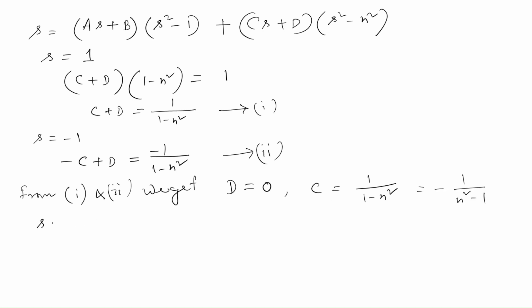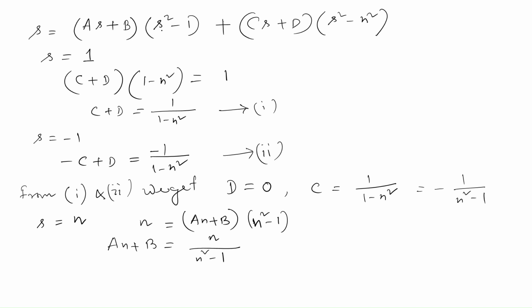Now let us take s as n. Then this part is 0 and here we will get n square minus 1 and an plus b; on the left-hand side this is n. So we'll have n equals to an plus b and n square minus 1. So an plus b equals n by n square minus 1.